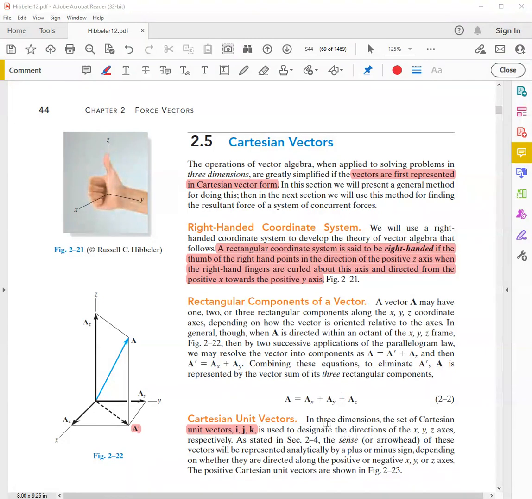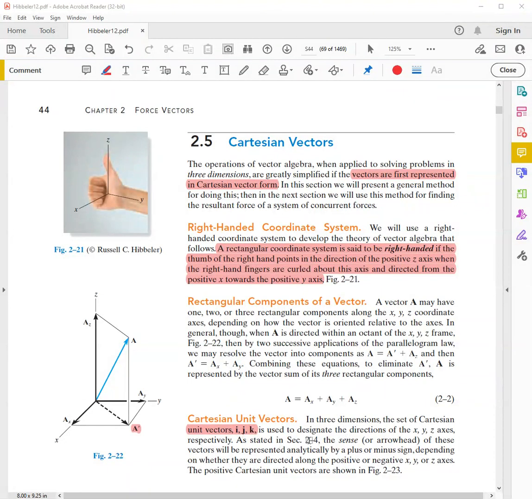Okay, so a vector A will have components Ax, Ay, and Az. There's the vector, you project it on the xy plane, A prime, and then you project A prime over x and y to get the Ax and Ay components. For Az, you project the vector directly on the z-axis. That's the way of doing it.